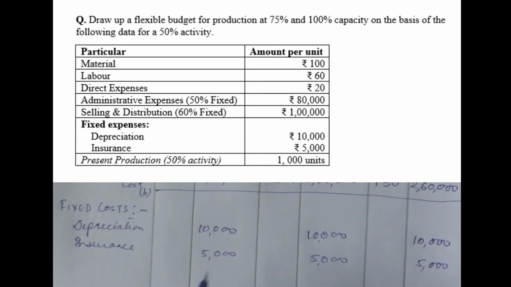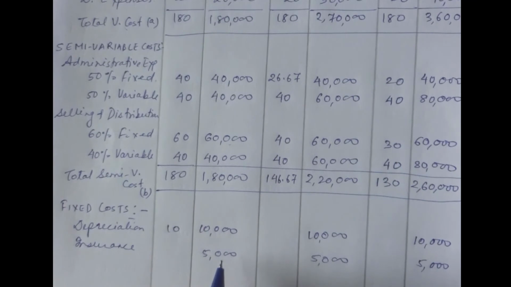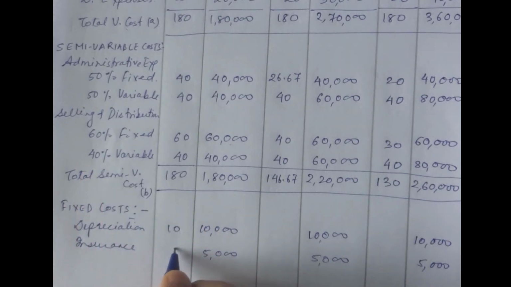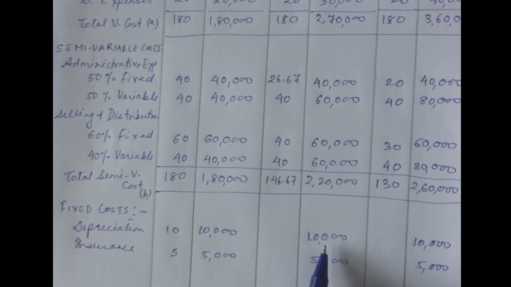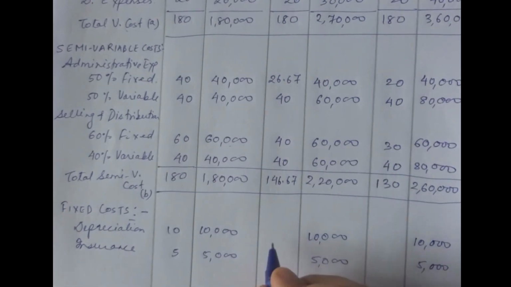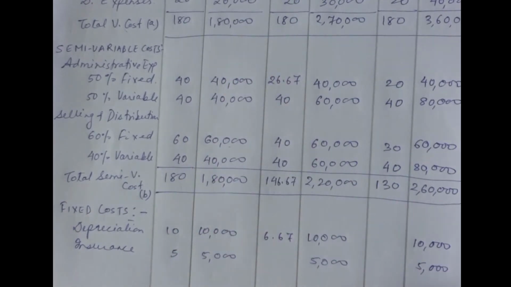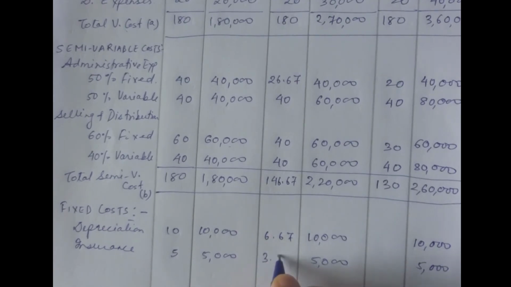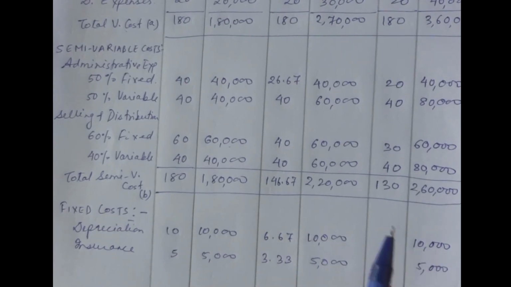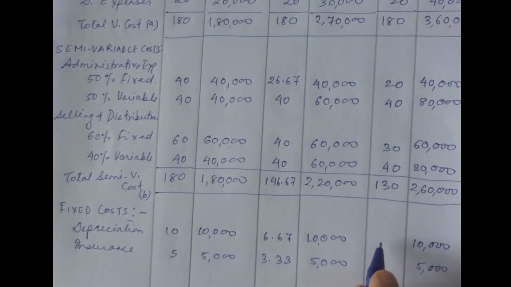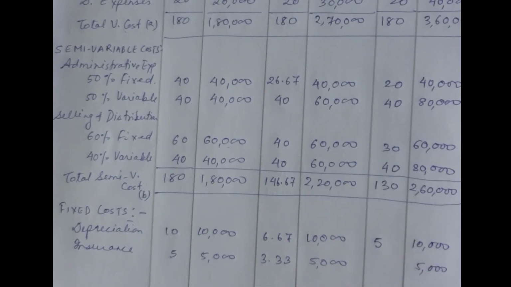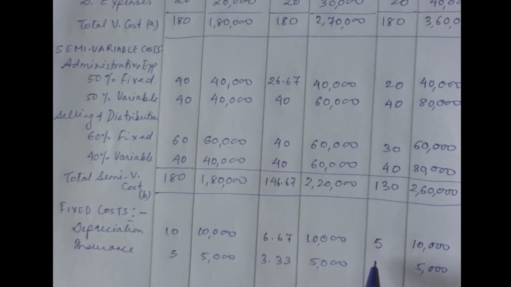Okay, now how to find out the per unit? 10,000 divided by 1,000, we are getting here 10. 5,000 divided by 1,000, we are getting 5. Now here 10,000 divided by 1,500, we are getting 6.67. 5,000 divided by 1,500, we are getting here 3.33. 10,000 divided by 2,000, we are getting 5. 5,000 divided by 2,000, we are getting 2.50.